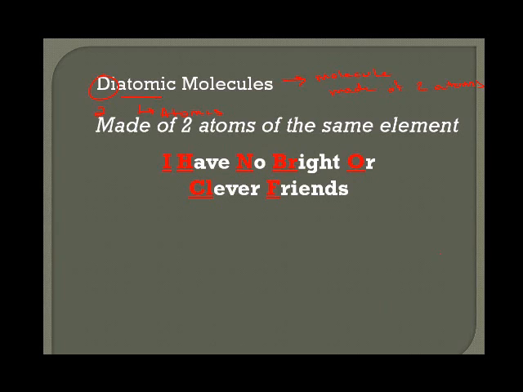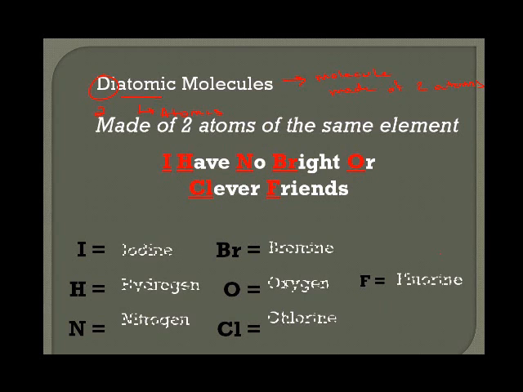The reason that the I, the H, the N, the Br, the O, the Cl, and the F are in red and underlined is that those are the symbols of our nonmetals that exist as diatomic molecules. The I is iodine, H hydrogen, and nitrogen. Br is bromine, oxygen, chlorine, and fluorine. These 7 elements exist as diatomic molecules.